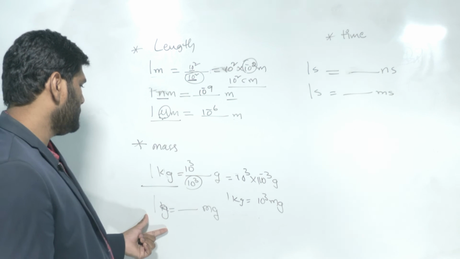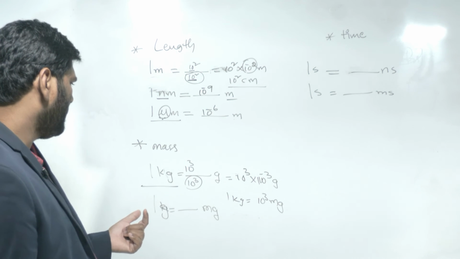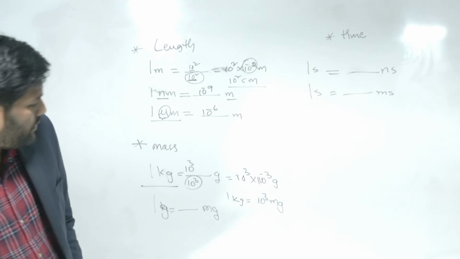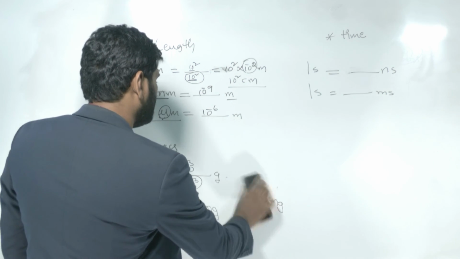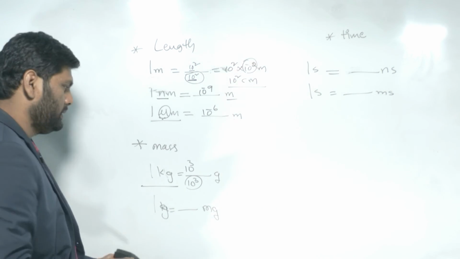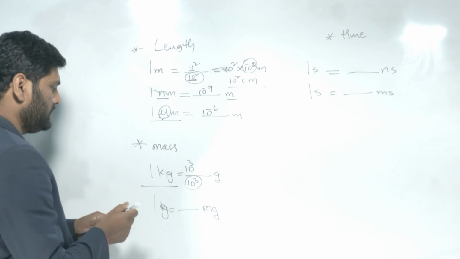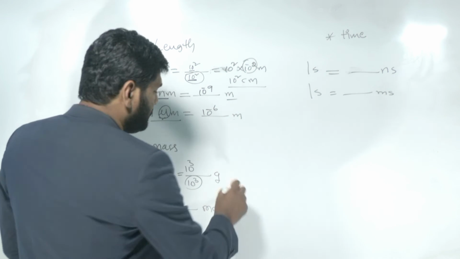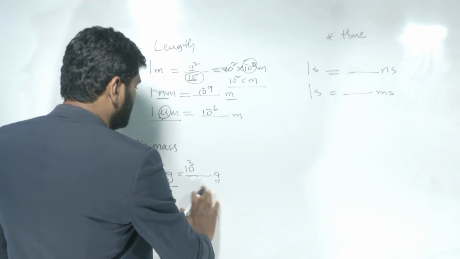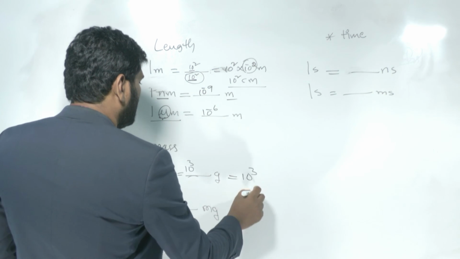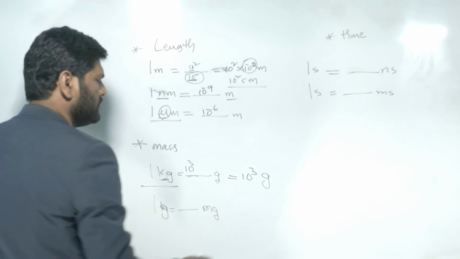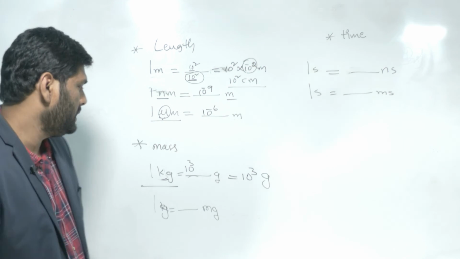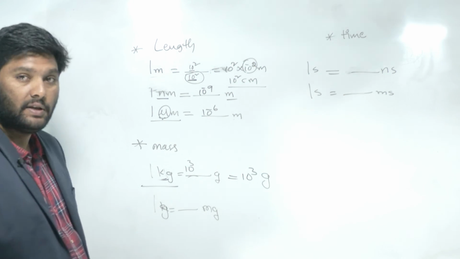Even this is also... so where did I make a mistake? Yeah, I made a mistake here. The kilo, this kilo, right? Kilo means 10 power 3. Simply I can represent 1 kg as 10 power 3 grams. A simple way. No need to multiply and divide with 10 power 3.